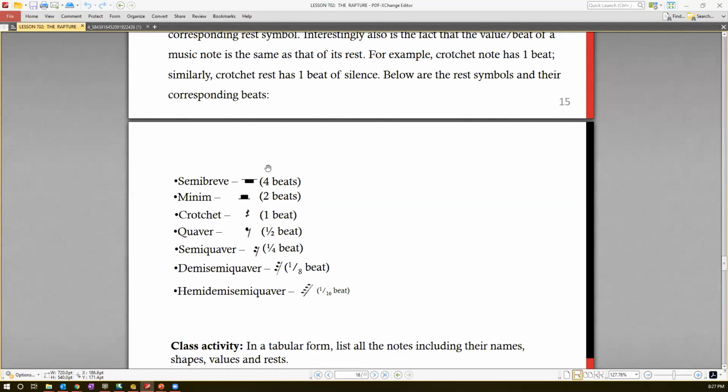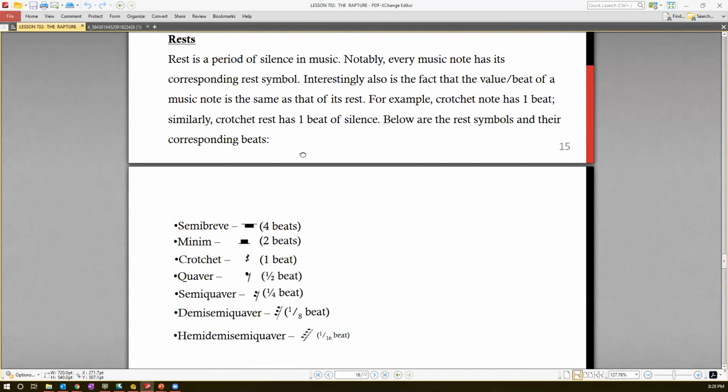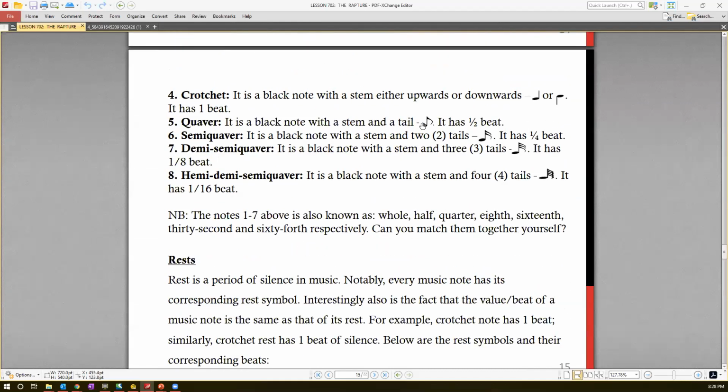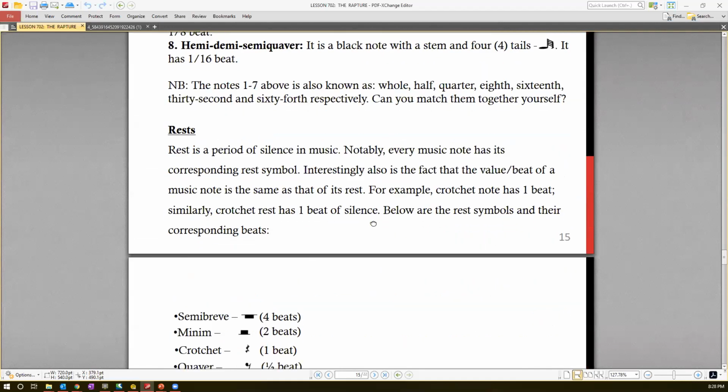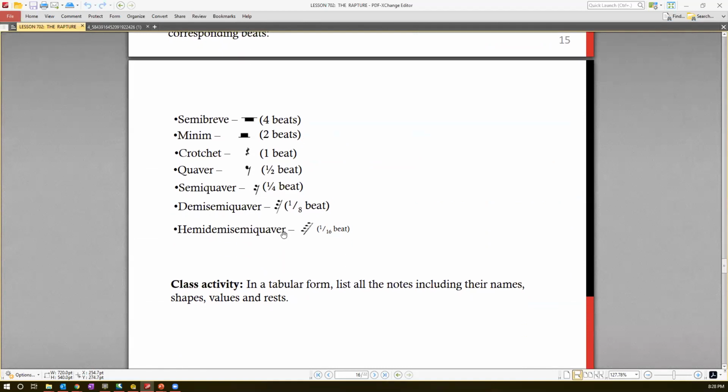If you notice, there are similarities. If we look at the quaver, look at the shape: we have that dot and that flag. And we have a semi-quaver, with the dot and 2 flags. Similarly for the rest: for the quaver, we have almost like a stem, then that 1 dot. And the semi-quaver has 2 blobs. For the demi-semi-quaver, we have the same, and we can continue.